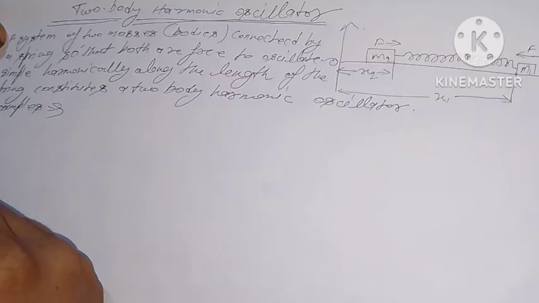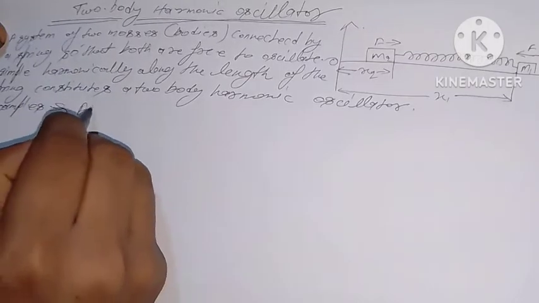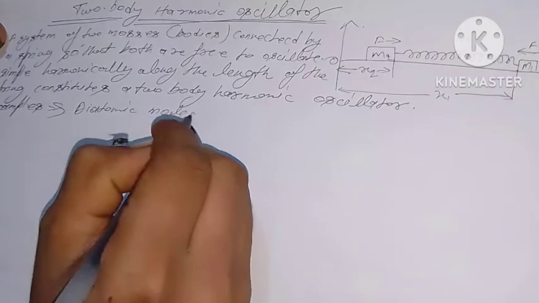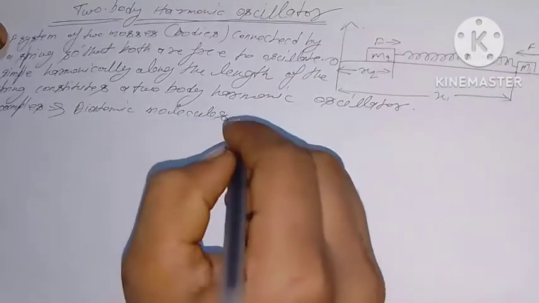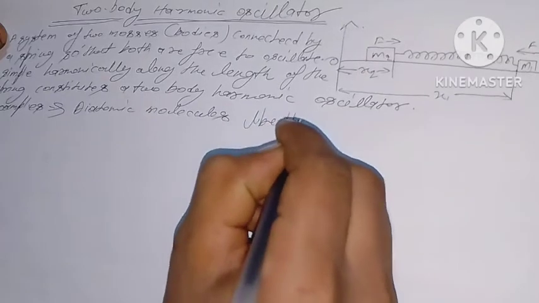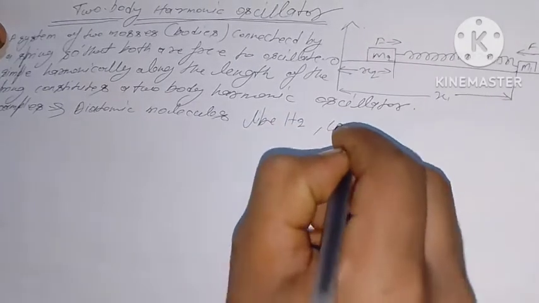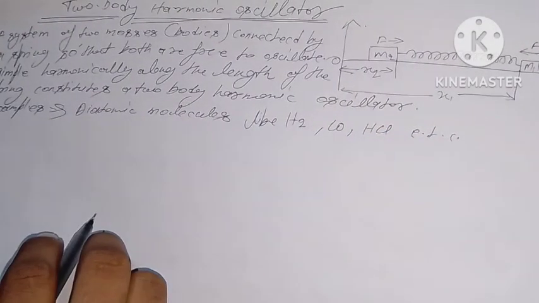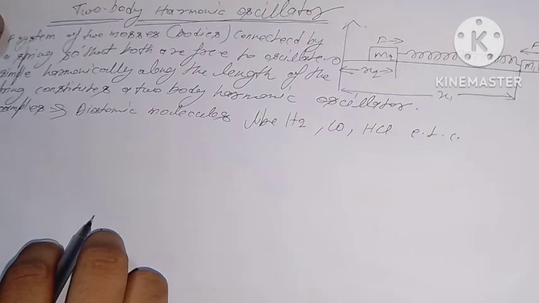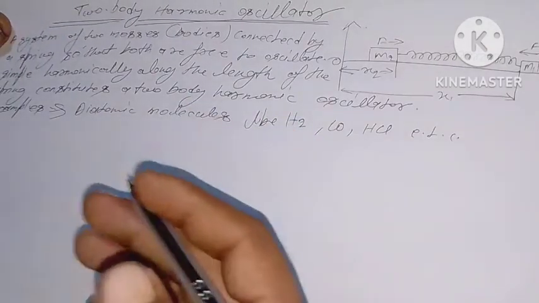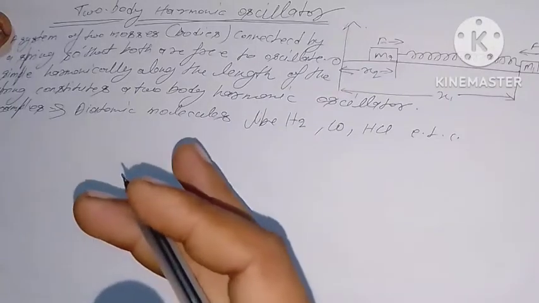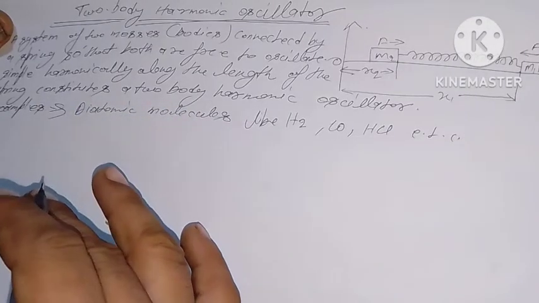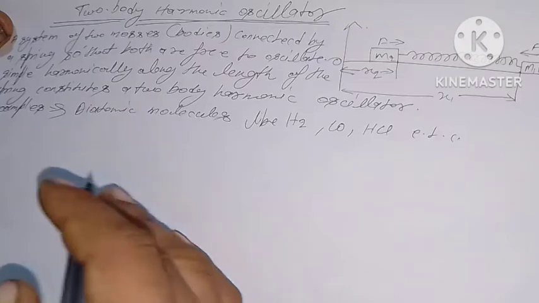Examples: diatomic molecules like hydrogen, carbon monoxide, hydrogen chloride, etc. can oscillate along their respective axes of symmetry. Electromagnetic forces which couple the two atoms in a diatomic molecule act like a tiny, massless spring.